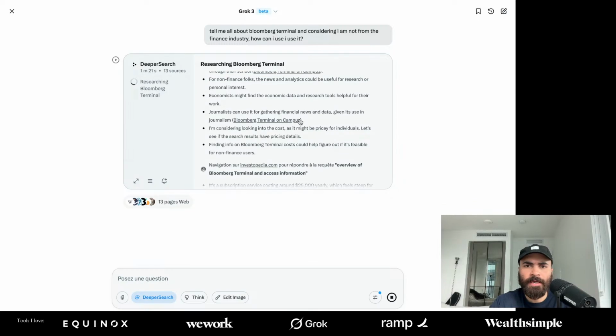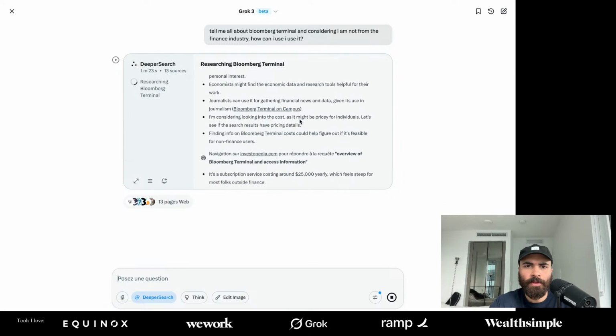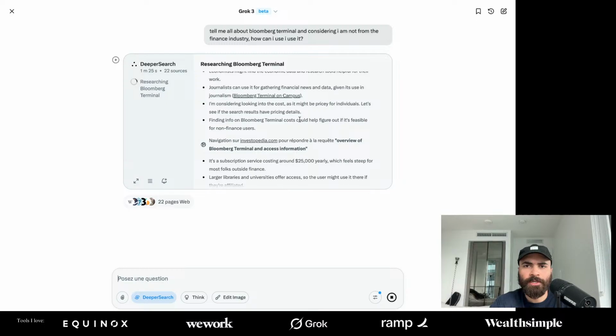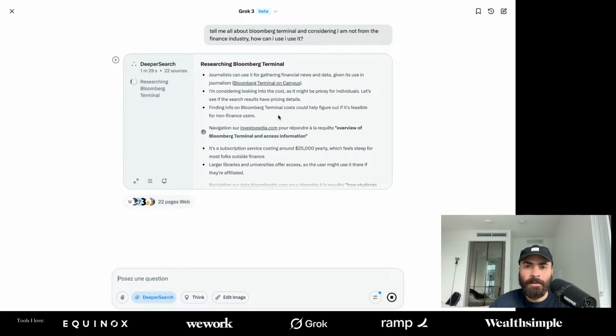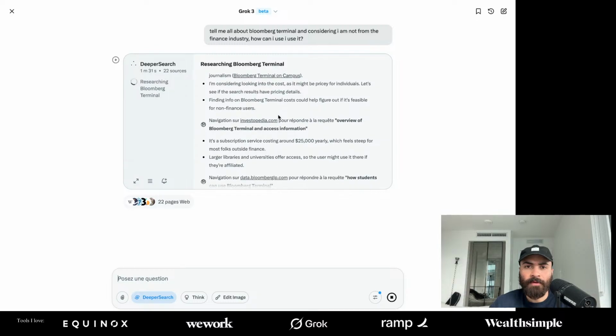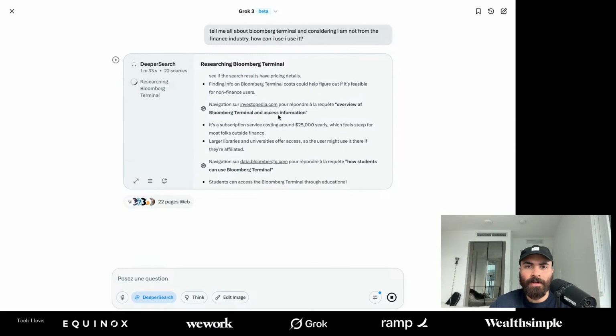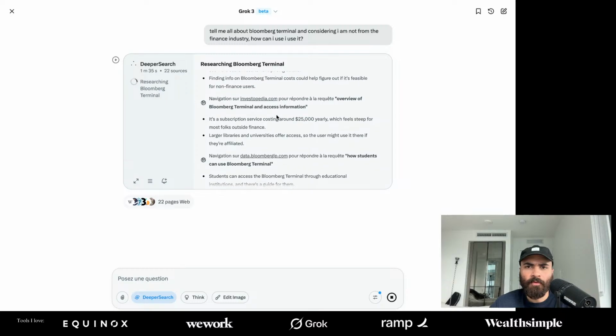Economists might find the economic data and research tools helpful for their work. Journalists can use it for gathering financial news and data given its use in journalism. Okay. I'm considering looking into the cost as it might be pricey for individuals. Let's see the search results have pricing details. Finding info on Bloomberg Terminal cost.